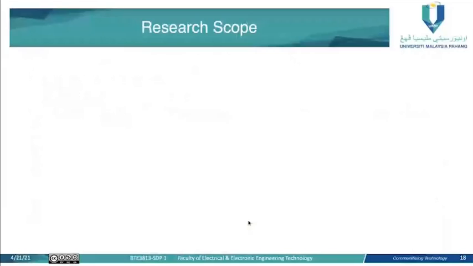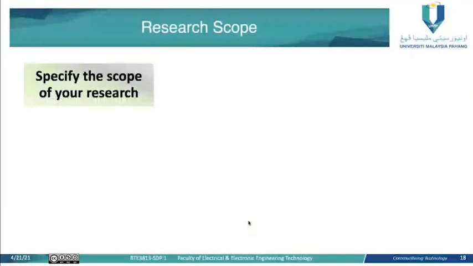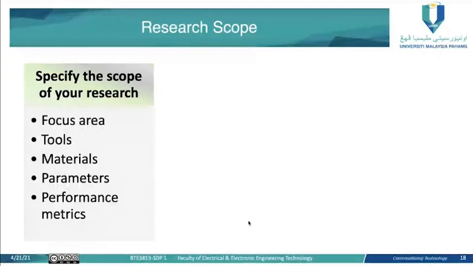Then after the objectives, you need to write your research scope, and usually the research scope depends on your objectives. Sometimes in some thesis standards or templates, the research scope is written under the objective itself, or they say objective and research scope together. So the research scope specifies the scope of your research: focus area, tools, materials, parameters, performance metrics, everything related to your research.